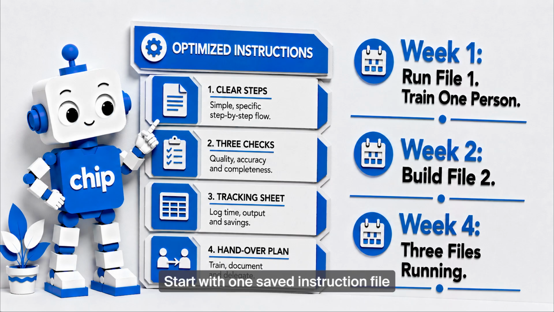Start with one saved instruction file, the one you built in Task 2. Run it for 1 full week. Fill in your tracking sheet. Give it a quality score. If the score is 4 or 5, train your team member on the date you committed to in Task 5. Then go back to your Task 1 list and build a saved file for the second task. Then the third. Over 30 days, you will have 3 working saved files and 3 trained team members. That is a daily AI system running across your whole operation.